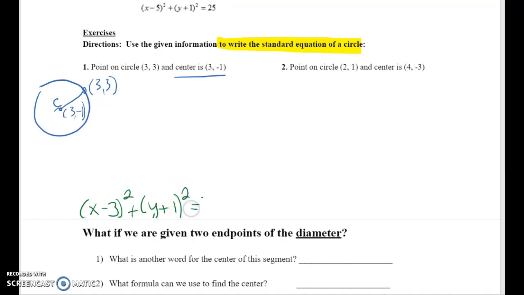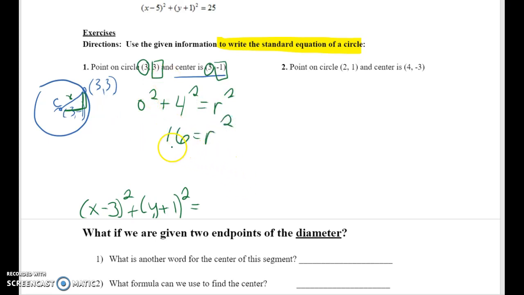And now, in order to finish my equation, I need the radius squared. So we need this distance here, and we're going to use our Pythagorean theorem. The distance between 3 and 3 is 0. The distance between 3 and -1 is 4, and that will equal our radius squared. 0 squared is 0. 4 squared is 16 equals our radius squared, and again, this is what we need to finish our equation. So there's our answer.